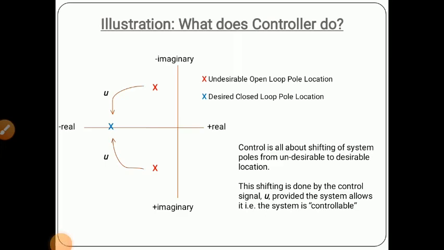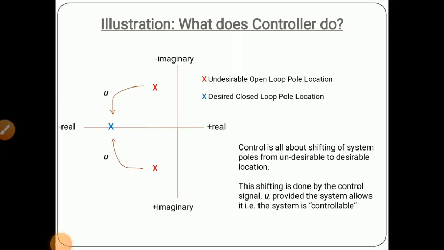Control is all about shifting the system poles from undesirable to desirable locations. So what does a controller do? The controller shifts these red colored poles towards the blue colored pole. This is called controlling. This shifting is done by the control signal, so we need one control signal, suppose it is U, provided the system allows it, that is, the system is controllable.